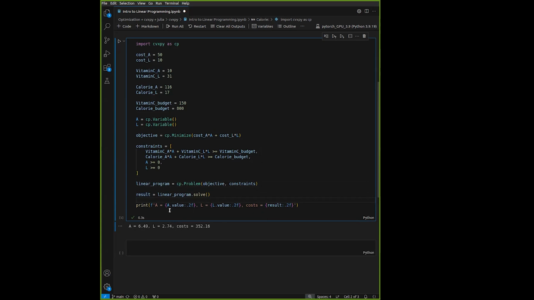So for example, a.value will give me my number of apples. L.value will give me the number of lemons, and the result itself will be the cost, the lowest cost by eating these things. And if you eat these many things, you will actually satisfy the constraint that you have consumed at least 800 calories and 150 mg of vitamin C. So that's how we write a program in cvxpy.